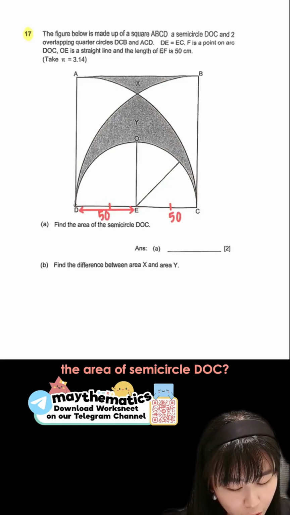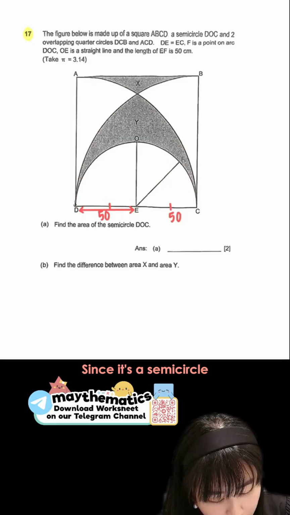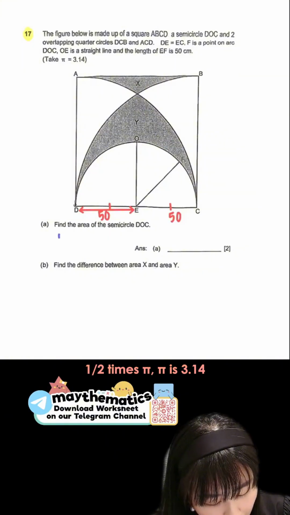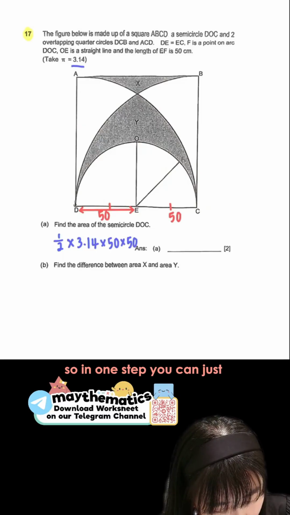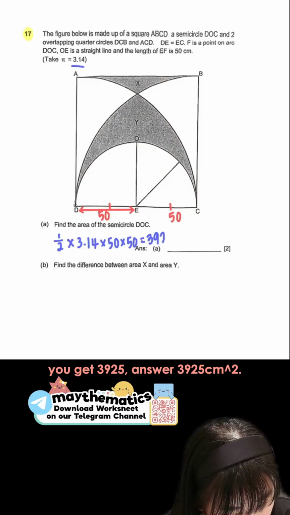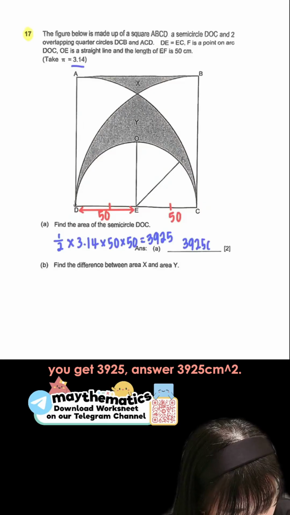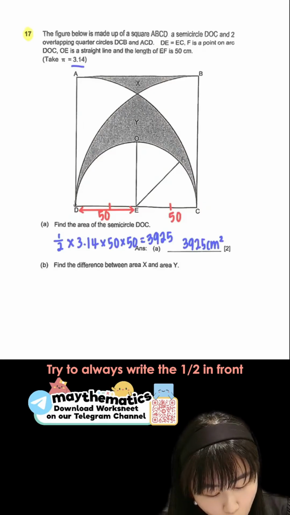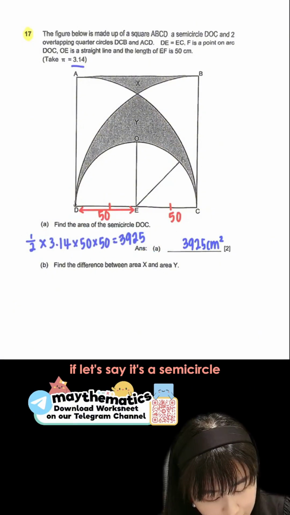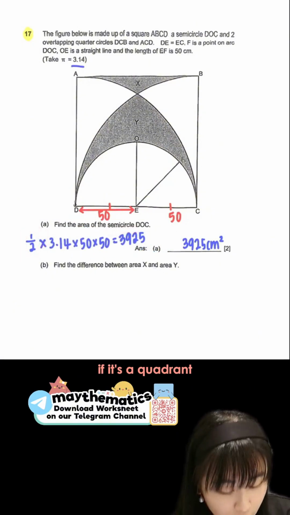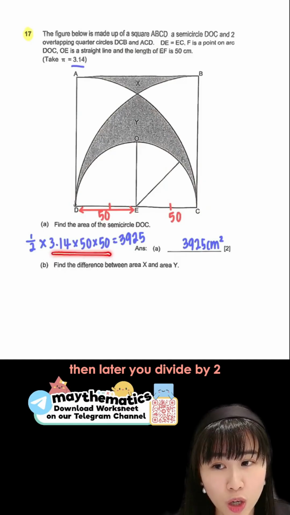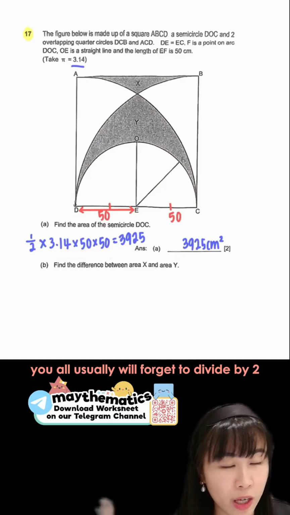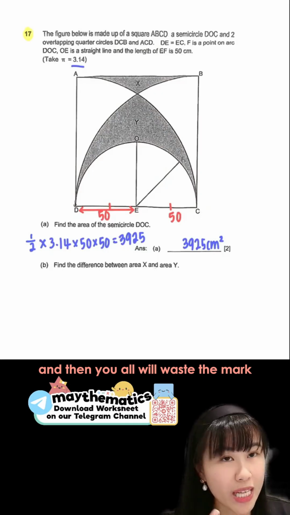Then how can we find the area of semicircle DOC? Area is, since it's a semicircle, I will start with half first. Half times pi, pi is 3.14, times radius. In one step, you can just key in the calculator, you get 3925 cm squared. Try to always write the half in front. If it's a semicircle, you write the half in front. If it's a quadrant, then you write 1/4 instead. Try not to do it in two steps, like finding the area of the circle first, then later dividing by 2. Because usually when you try to do that, you usually forget to divide by 2, and then you waste the mark and never get it correct.